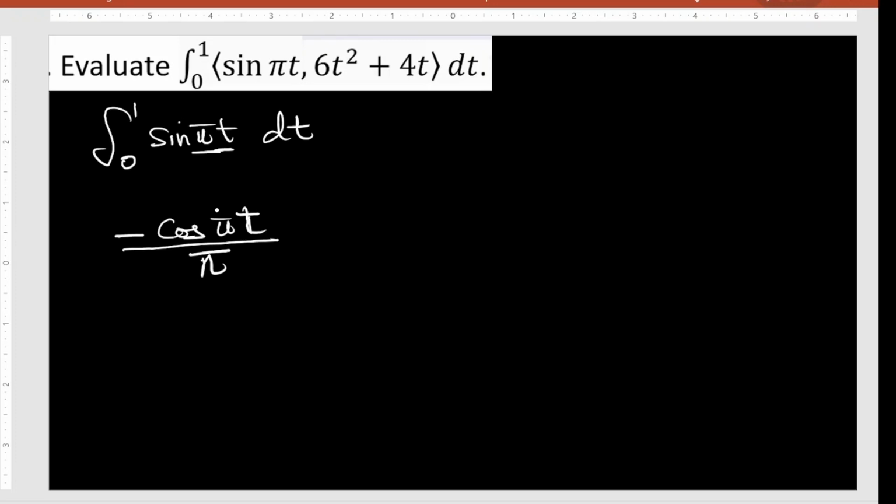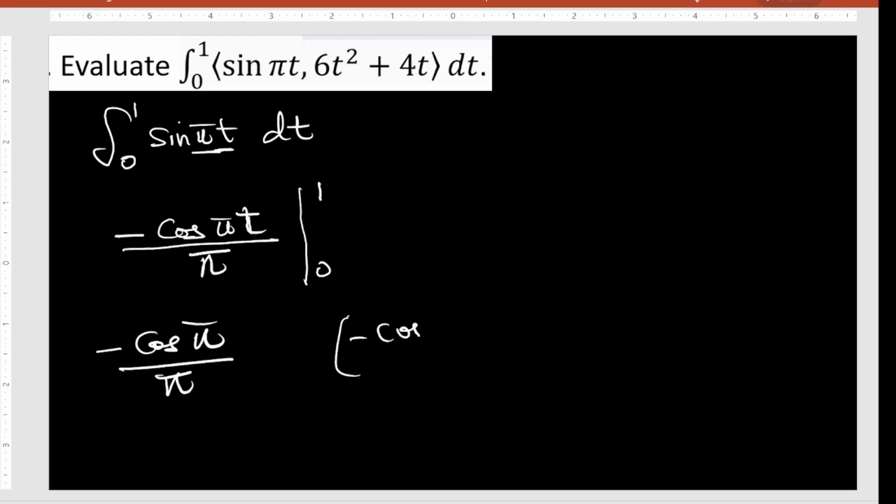With definite integrals, we do not need to add the arbitrary constant of integration. It's not needed. So we are integrating from 0 to 1. We first slot in the value of t when it's 1. That's the upper limit. So that is cos pi. When t is 1, the innermost function pi t will just be pi. And when t is equal to 0, the innermost function will just be 0. So that will be cos 0 over pi.